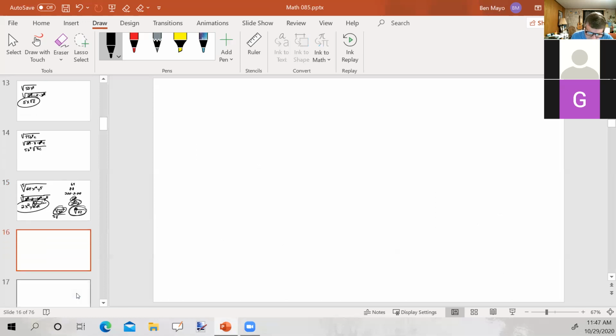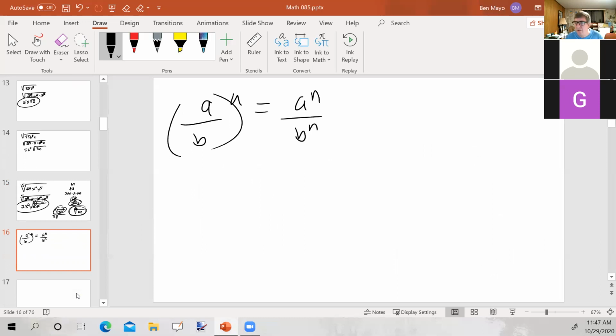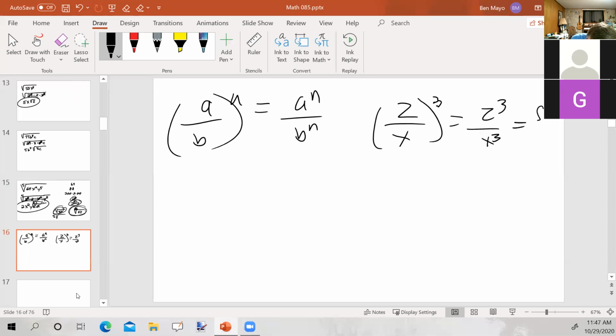Second rule. Again, this is a rule that you already know, but you know it in this form, hopefully. A quotient raised to a power, you attach the power to both the numerator and the denominator of the quotient. So I have 2 over x cubed, that's 2 cubed over x cubed, which is 8 over x cubed, okay?